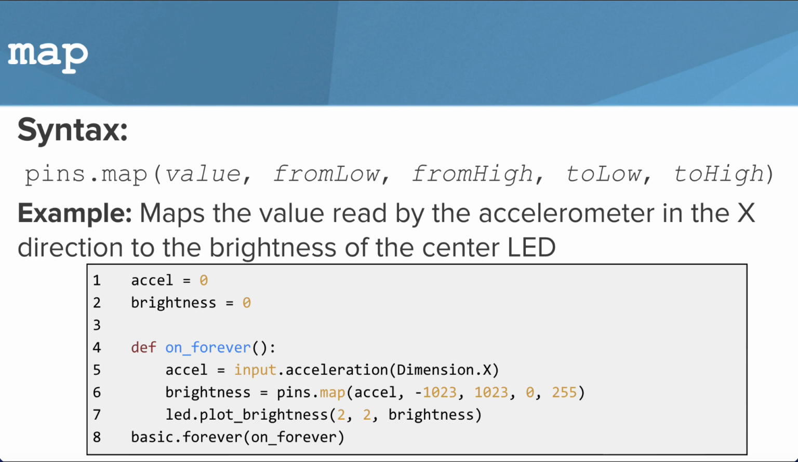The map function is helpful when using a value read by a sensor to set the value of another component when they don't produce or use values in the same range. For example, our accelerometer provides values from negative 1023 to positive 1023, and our LED brightness can be set to a value in the range of 0 to 255. We can use the map function to map an acceleration value to a new range so that it can be used to control the brightness of an LED.